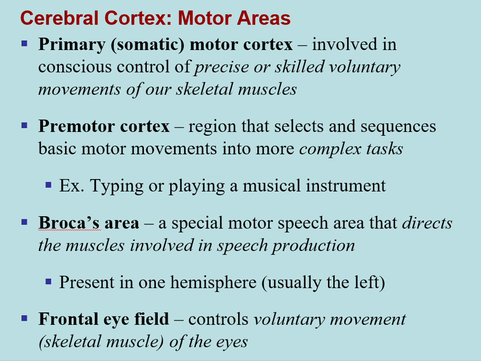Other motor areas that we can find mainly in the frontal lobe is Broca's area, which is a special motor speech area that directs the muscles involved in speech production. It's usually present only in the left hemisphere. It can be present in the right. And there's also a frontal eye field, which controls voluntary movement of skeletal muscle of the eyes.